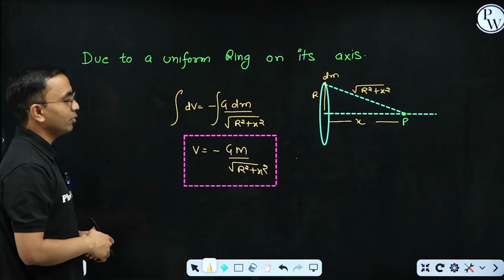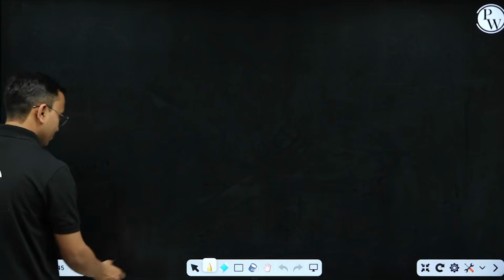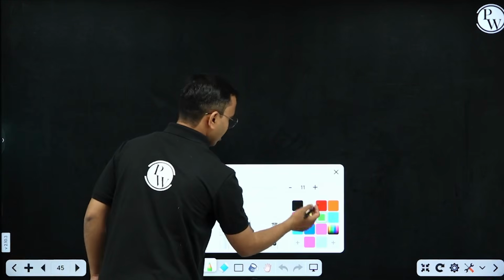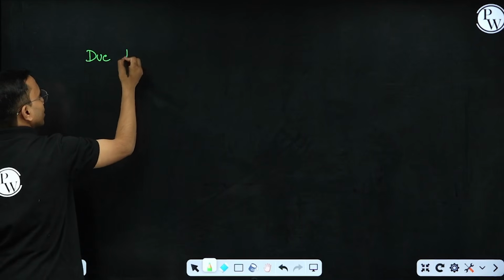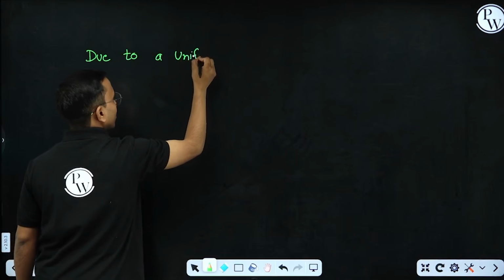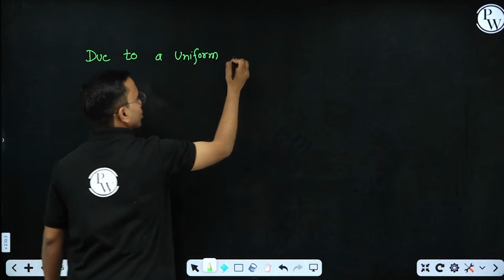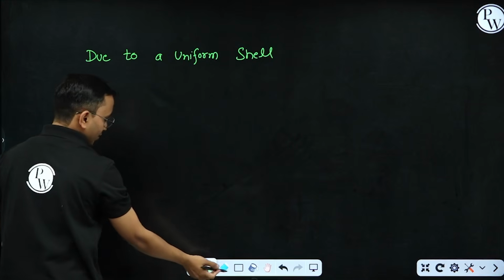Now let us do due to a hollow sphere. Due to a uniform shell. Shell means a hollow sphere.